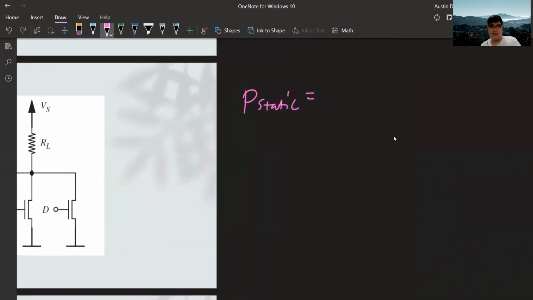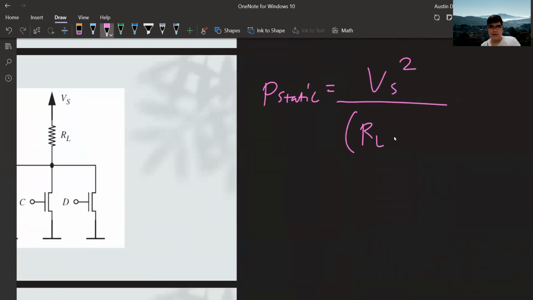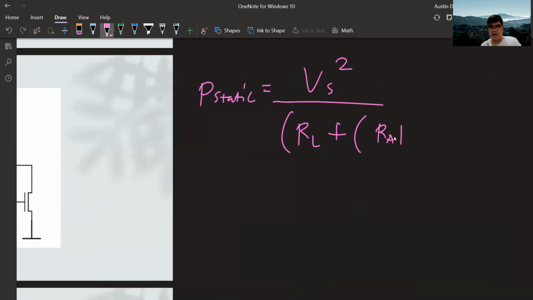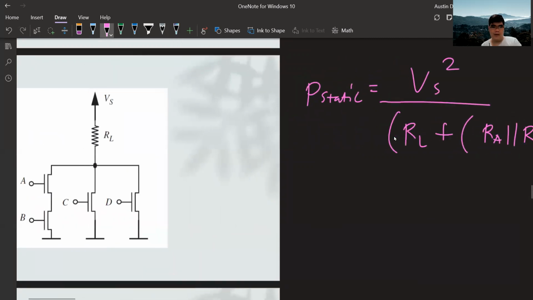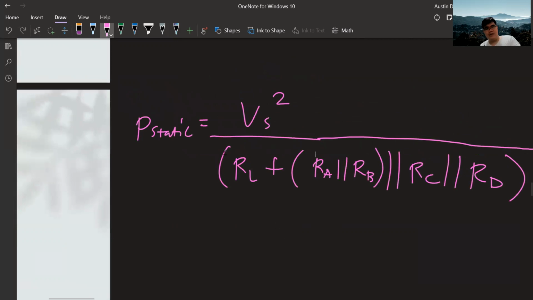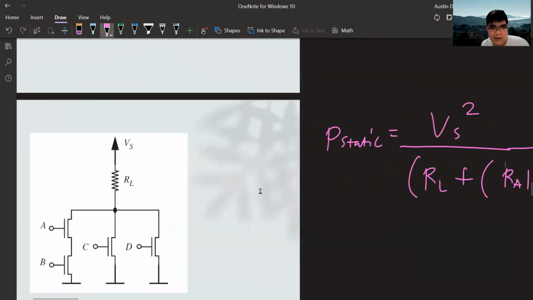This is just V squared, which is Vs minus 0, so Vs squared over R lang to. So yung total resistance will be RL plus RA parallel with RB in parallel with RC in parallel with RD. Okay? So yan siya. So this is the static power that we dissipate.